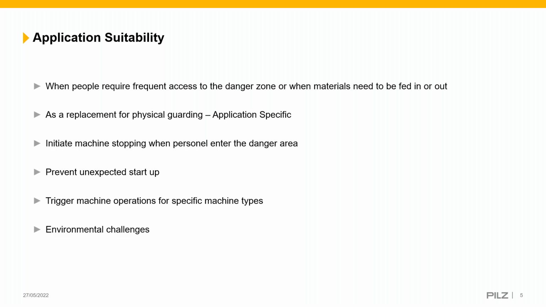But what they will do is when they detect, they can stop the machine when a person enters the danger area, or trigger some of the specific operations. They can prevent unexpected startup, so you've got occupancy detection as well for some of the devices. And when we talk about trigger machine operations, this could be for specific machines.